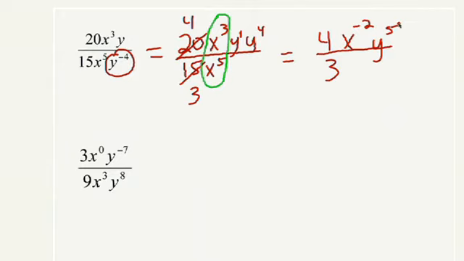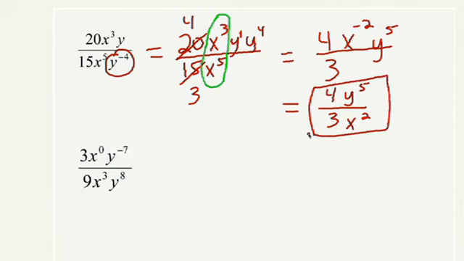Now again, this answer is correct, but the rules of the game are you can't leave any negative exponents in the final answer. So finally, I rewrite this like this. X to the minus 2 in the top is the same as x to the positive 2 in the bottom. And this is the final answer for this one.